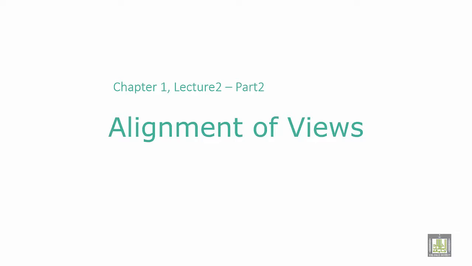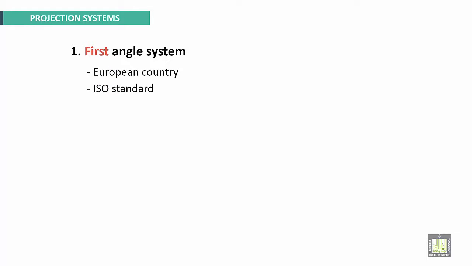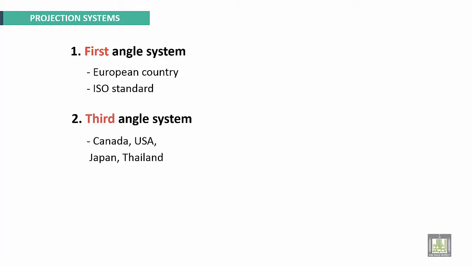Alignment of Views. نبدأ بالprojection systems. We have two systems for projection. First one is called first angle system, used in European country and ISO standard. الثاني هو third angle system used in Canada, US, Japan and Thailand.